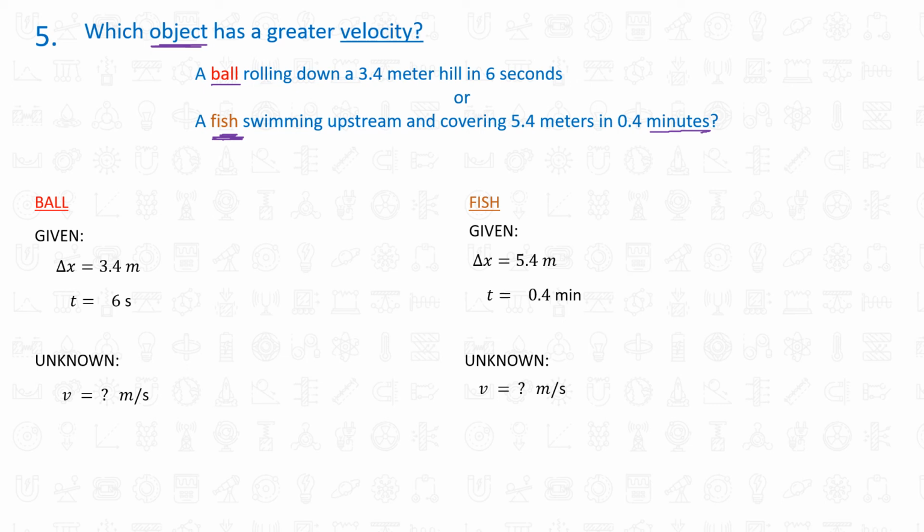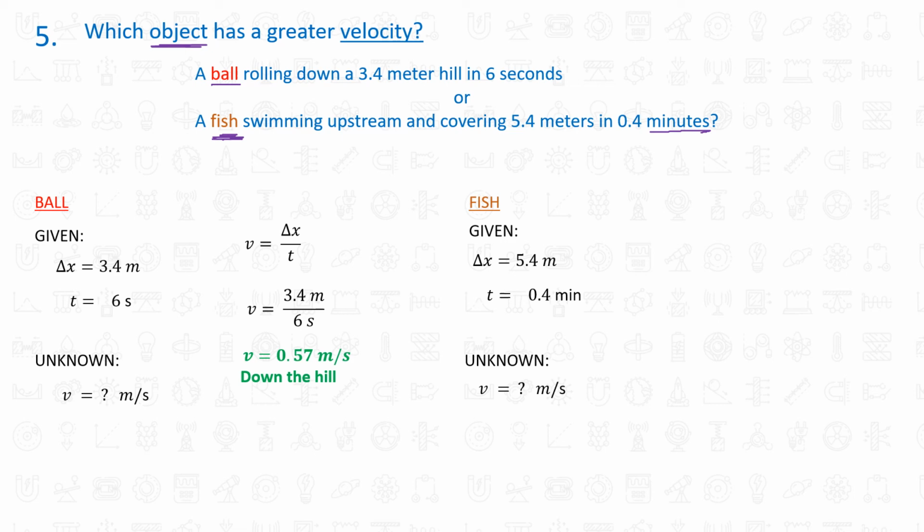Okay, so with that being said, we can solve for the ball. That's easy. Let's just go ahead and put our velocity equation in there, which is displacement divided by time. If we just put those values in there, 3.4 meters divided by 6 seconds, we come up with 0.57 meters per second down the hill. So this is a velocity, it needs a direction as well.